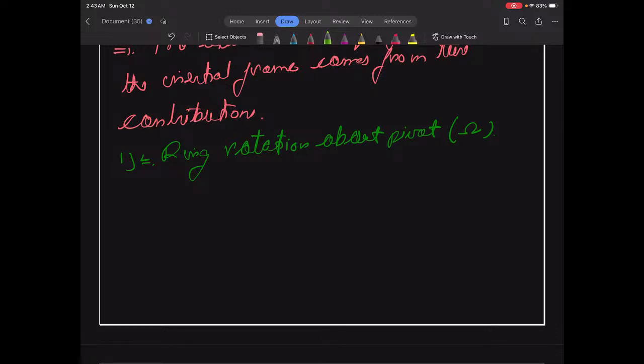And the second contribution is the bug's relative motion to the ring. And let us call this V.